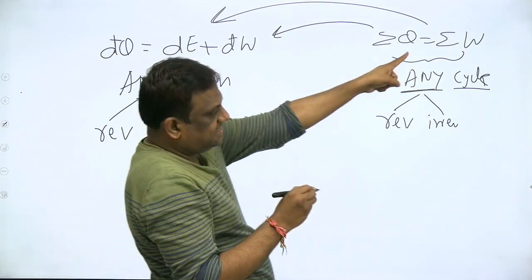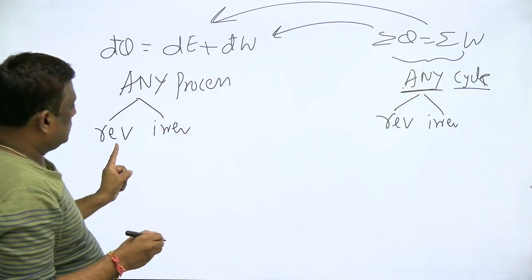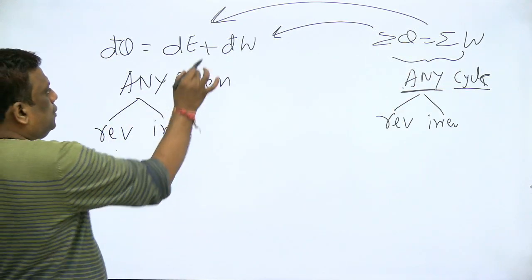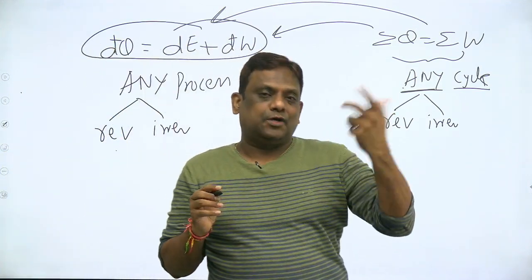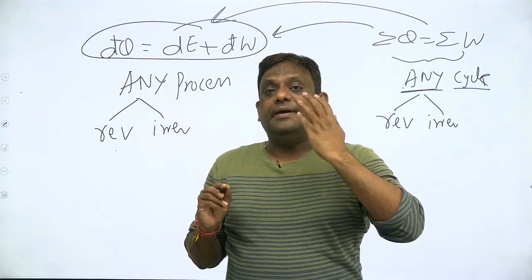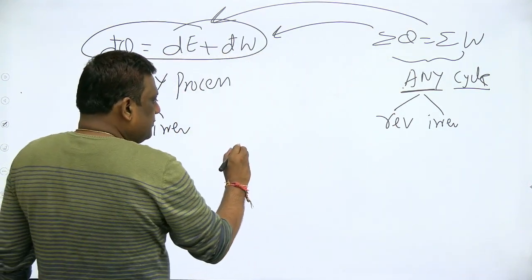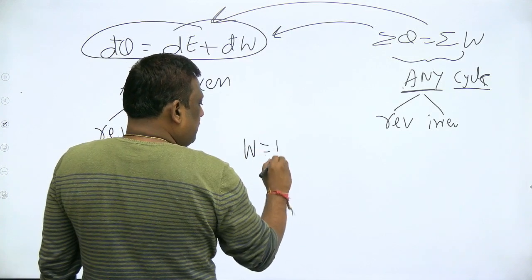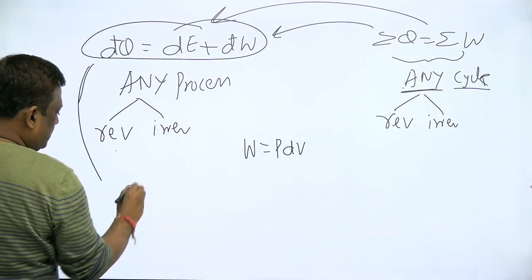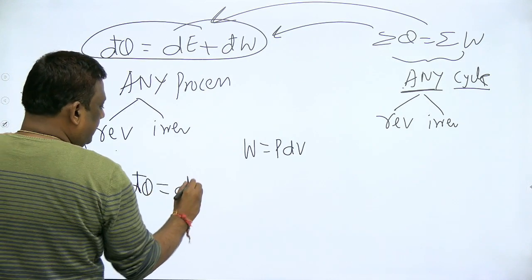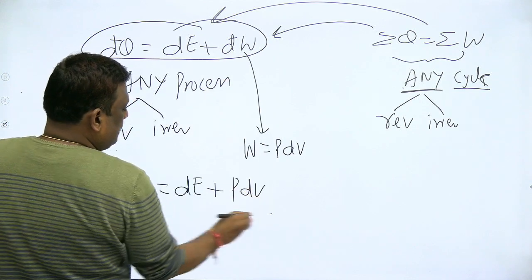This equation came from here. Therefore, when this is valid for any cycle, this is valid for any process, reversible or irreversible. So please note down that this is the first law of thermodynamics equation for any process. What do you mean by any? Reversible or irreversible. Now let's make some changes. You know that work is equal to PdV. Now I substitute: D dash Q is equal to DE plus work PdV. Can you tell me it is valid for what?